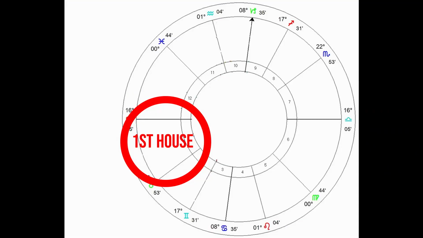So the first house. The first house basically starts at the point of the rising. This is the person's ascendant sign. The first house basically represents how other people see you. The first house represents what other people see when they see you.